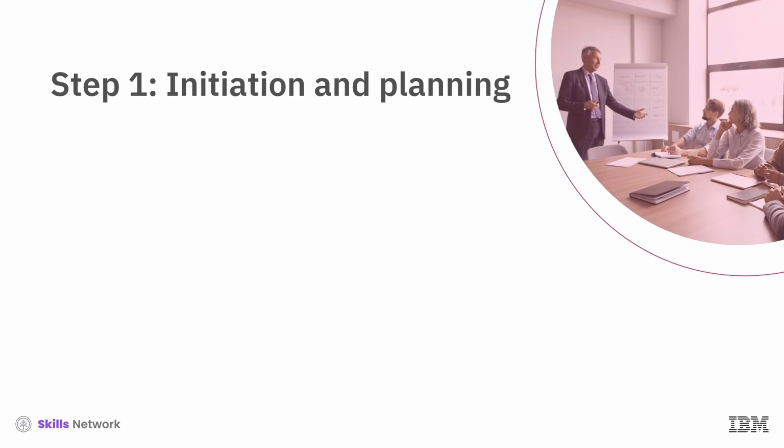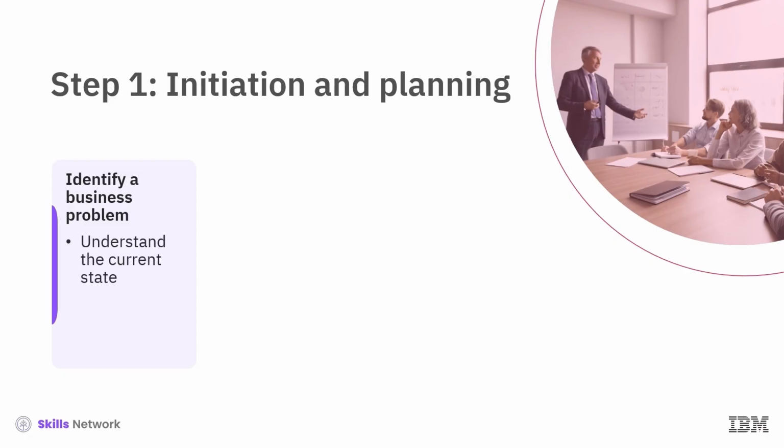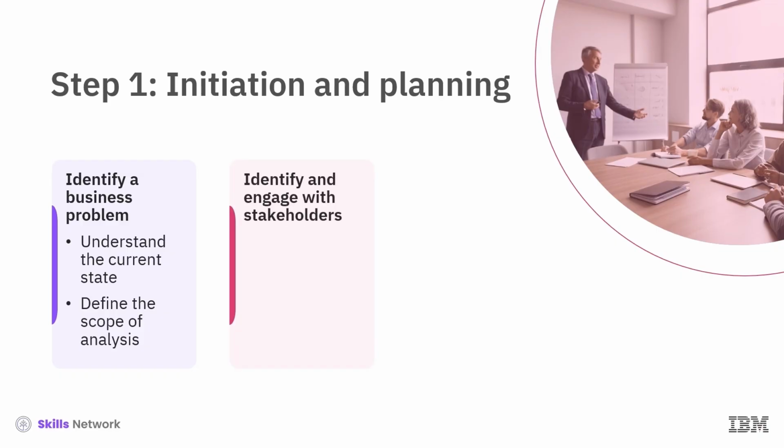Let's start with the initiation and planning step. In this step, the first task is to identify the business problem or opportunity. This involves understanding the current state of the business and defining the scope of the analysis. The next task is to identify and engage with stakeholders. This involves identifying the key stakeholders who are interested in the project and engaging them early in the process. Understanding their needs and expectations is crucial for the success of the analysis.